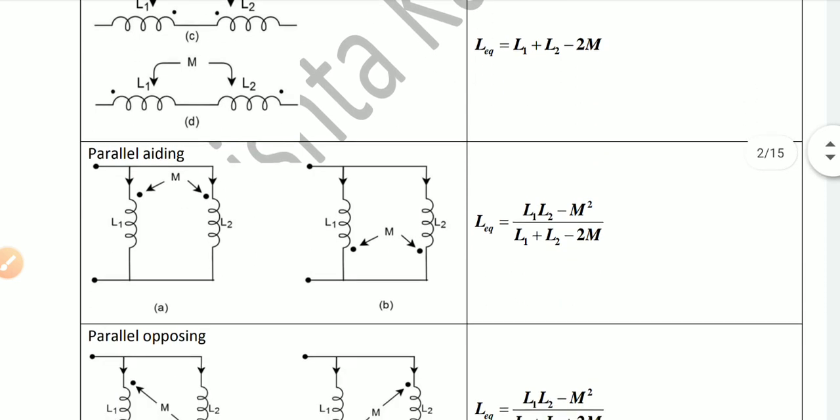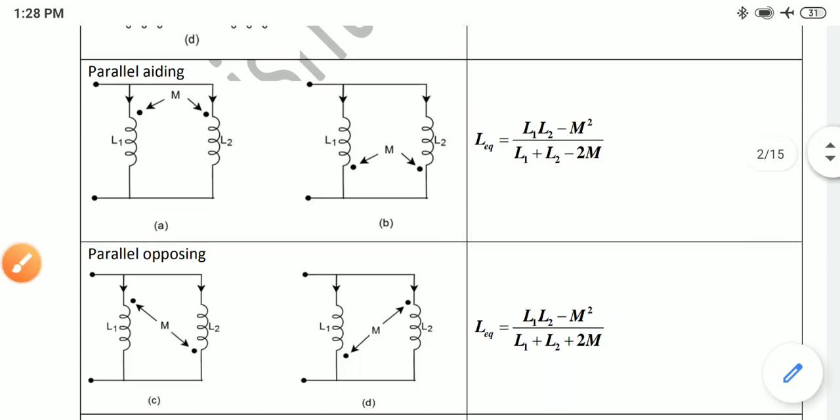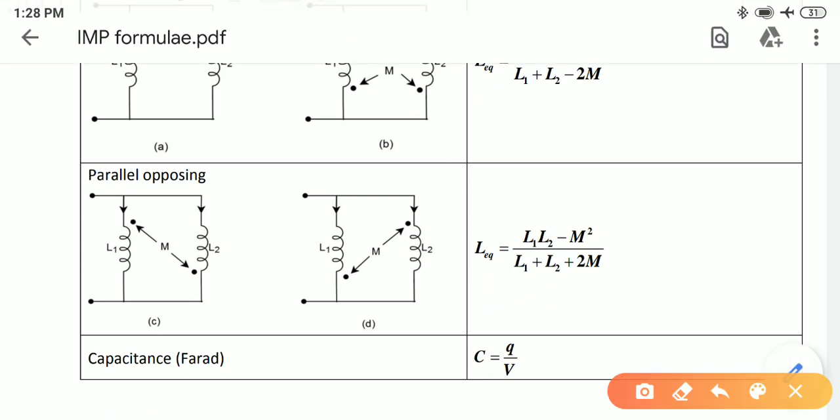Similarly, parallel aiding. If the two coils are connected in parallel, and the current is entering in the same positions, either starting or leaving position as shown in figures A and B, this case is called parallel aiding, and the equivalent inductance is L1 L2 minus M square by L1 plus L2 minus 2M. Similarly, parallel opposing, for one coil, the dot is placed at the current starting position, and for the other coil, the dot is placed at the current leaving position, and vice versa, the figures showing C and D respectively.